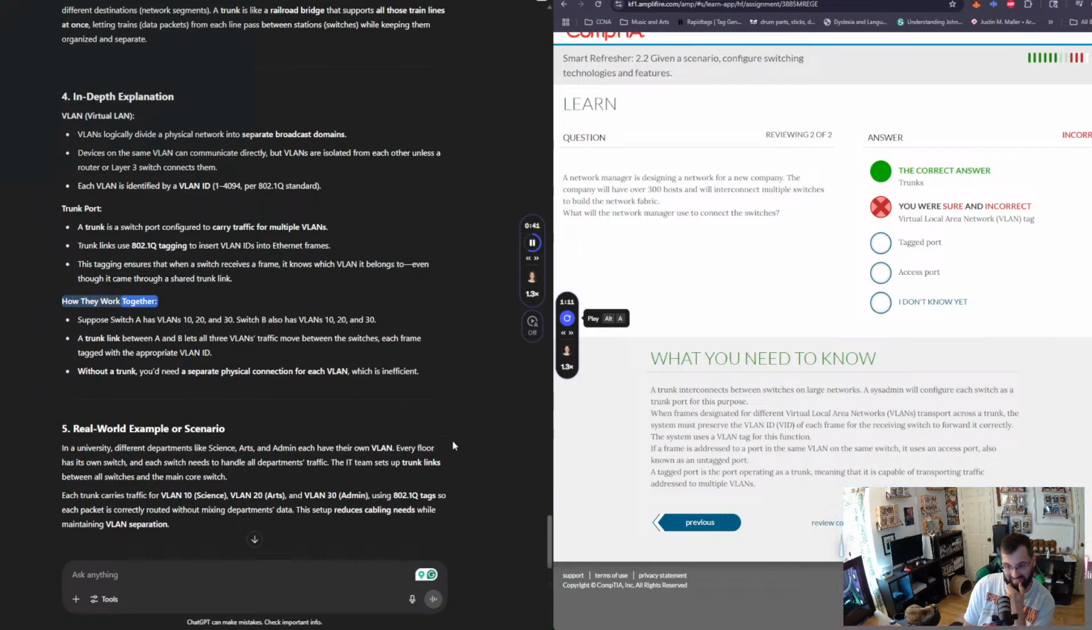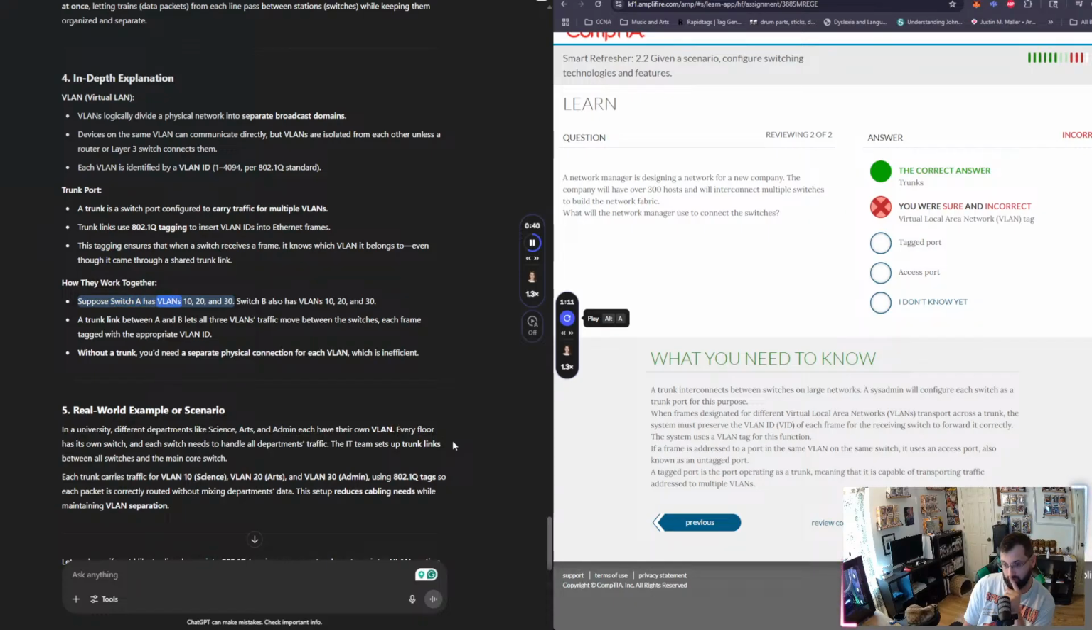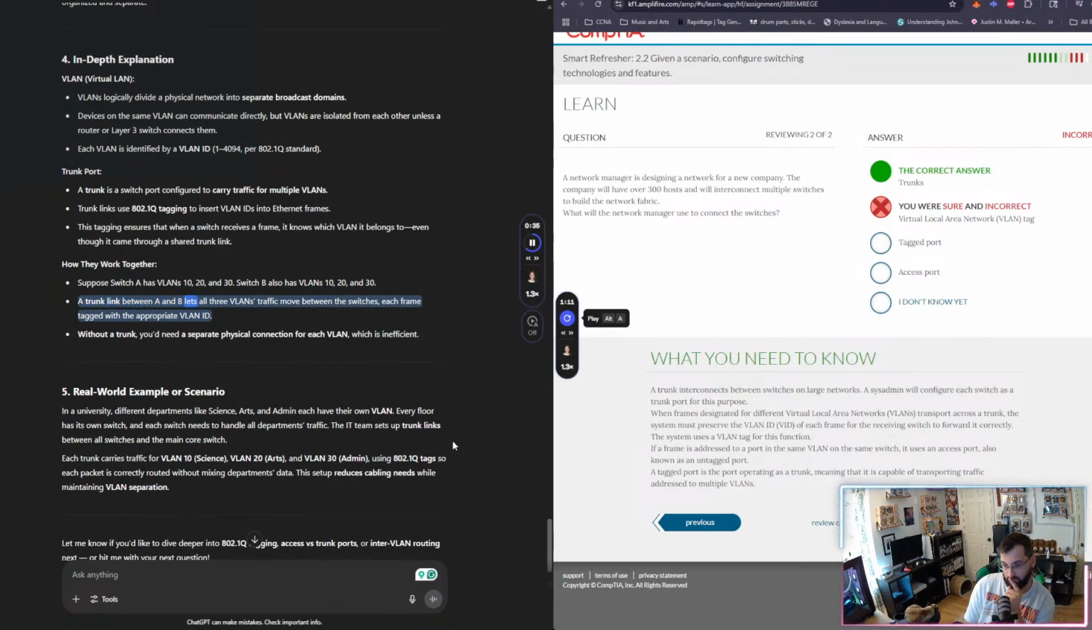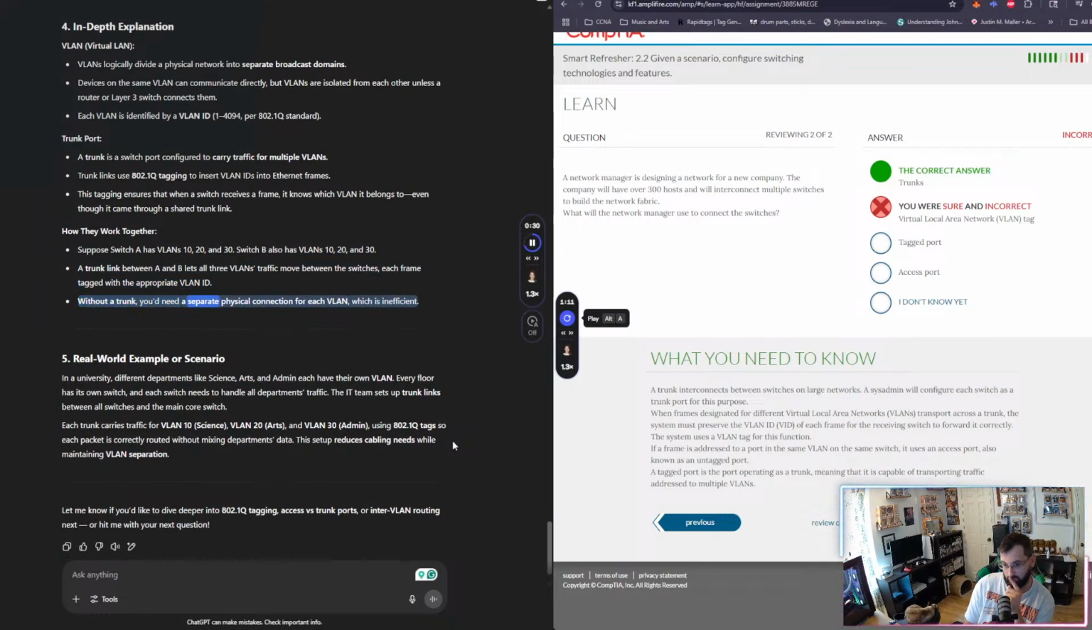How they work together. Suppose switch A has VLANs 10, 20, and 30. Switch B also has VLANs 10, 20, and 30. A trunk link between A and B lets all 3 VLANs' traffic move between the switches, each frame tagged with the appropriate VLAN ID. Without a trunk, you'd need a separate physical connection for each VLAN, which is inefficient.